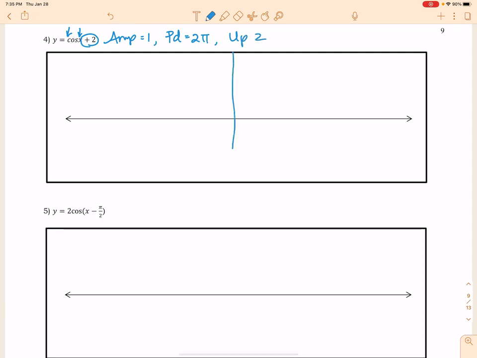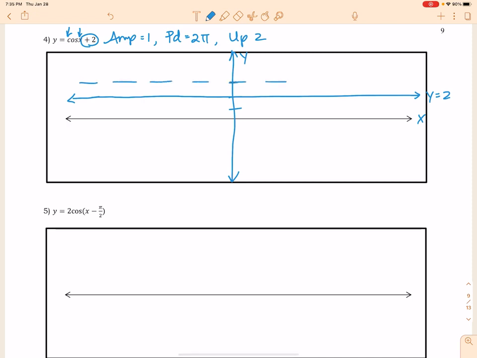So I am going to draw my y-axis, my x-axis, and then I am going to draw another solid line right up here. And again, the x-axis stays right where it is. It's just that the center of the graph is moving up 2. So technically you don't need this line, it's just there to help guide your graph. And then of course our amplitude is 1. So that would be y equals 3. And this one is y equals 1.